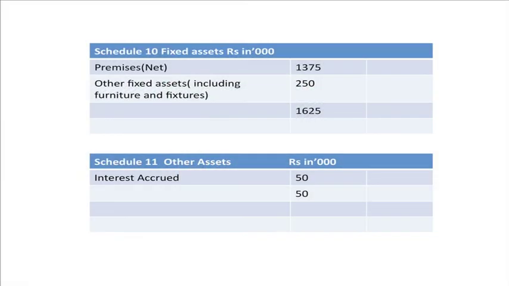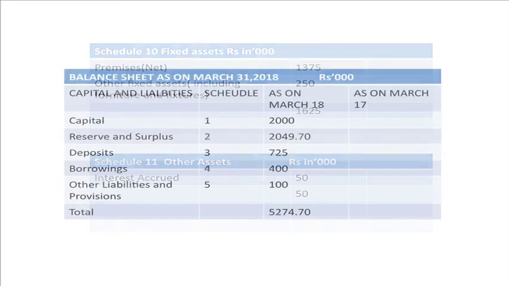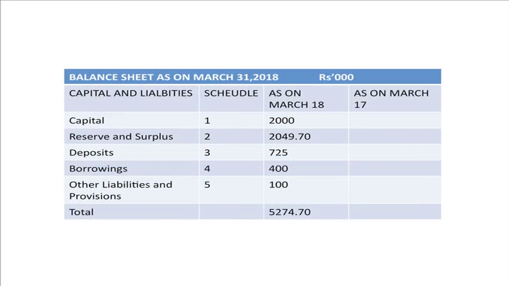Now, this total advances of 2499.70 will be reflected under the advances head in the balance sheet against schedule number 9. Schedule 10 is fixed assets, premises 1375, other fixed assets including furniture and fixtures is 250. So, total 1625 will be reflected under schedule 10. Other assets has interest accrued amount 50. So, now we will see the face of the balance sheet.